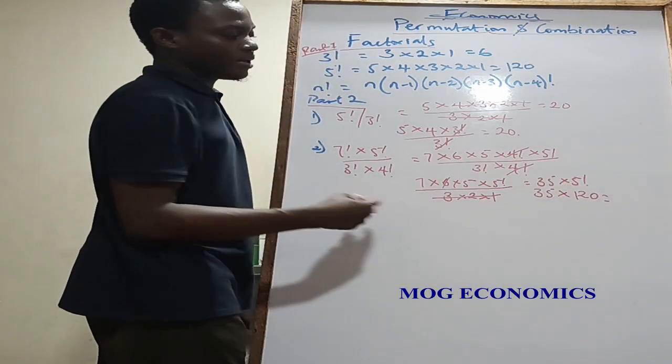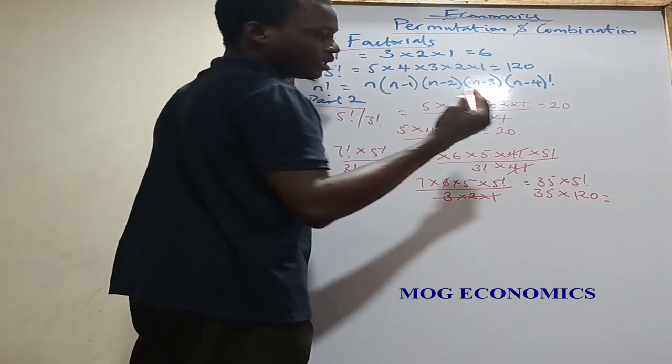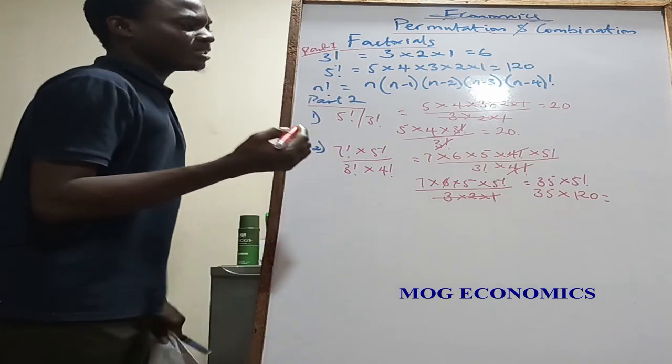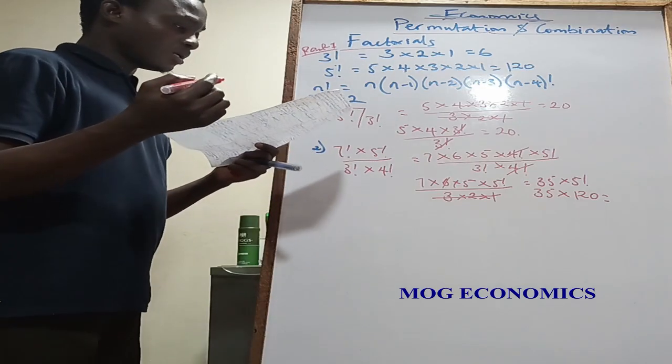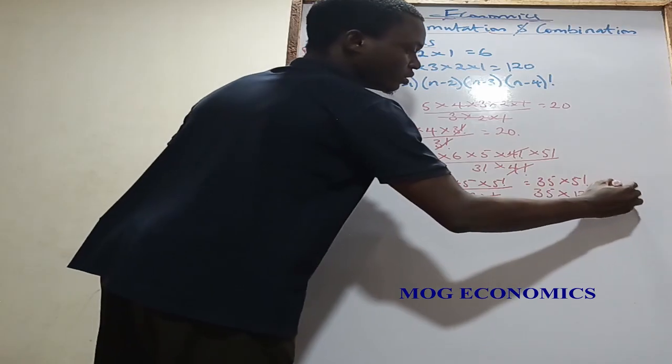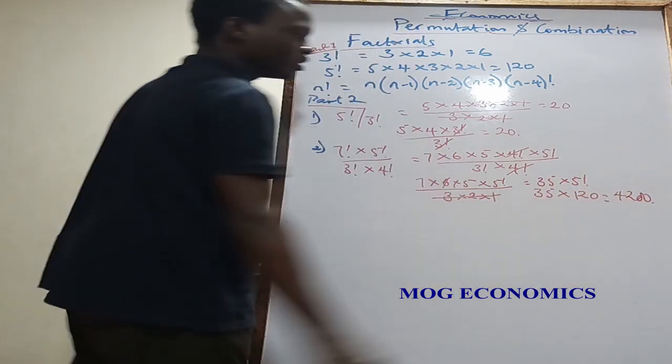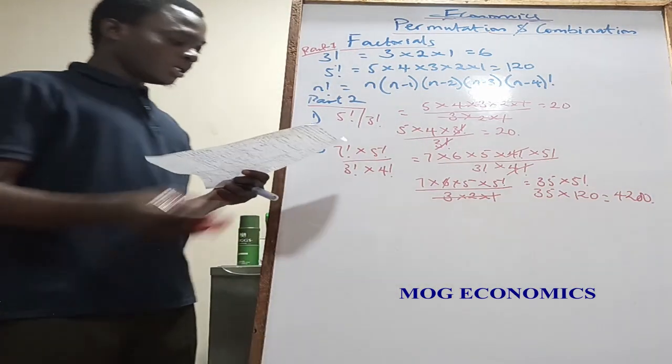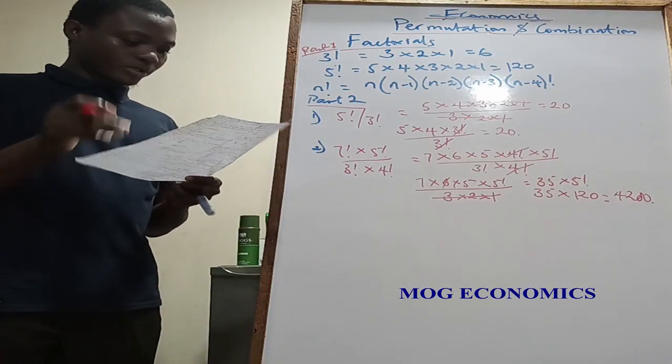So what's that? 35 times 10 is 350. 350 times 12 is 4,200. Is that even the answer here? Alright, so that's 4,200. If you like, you do it this way; if you like, you don't do it this way. That's just the thing about factorials.